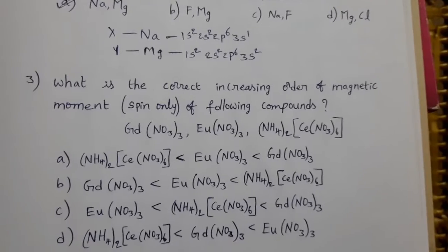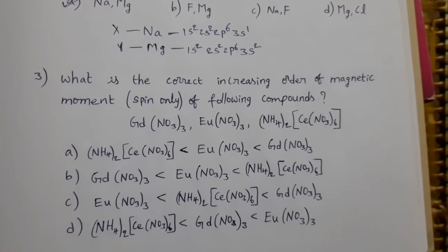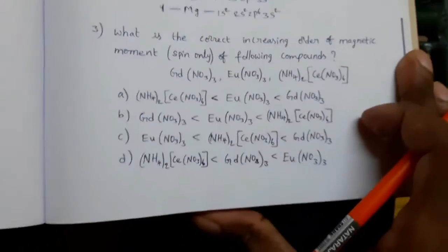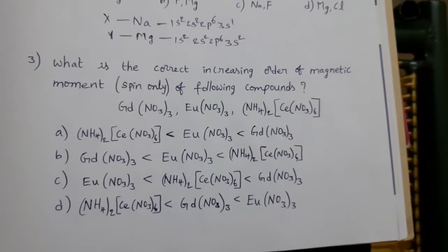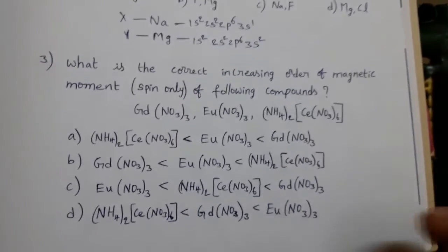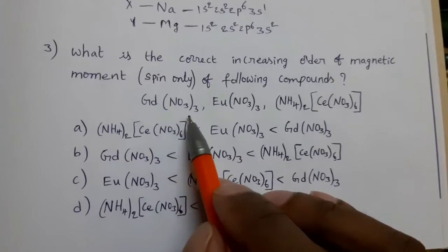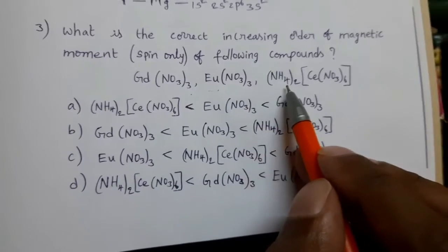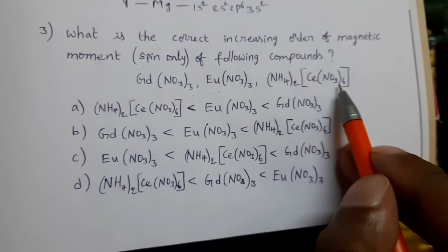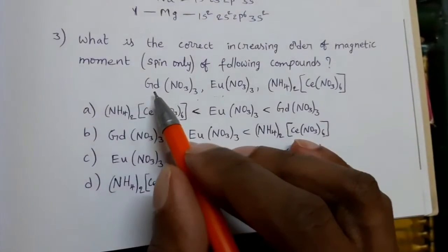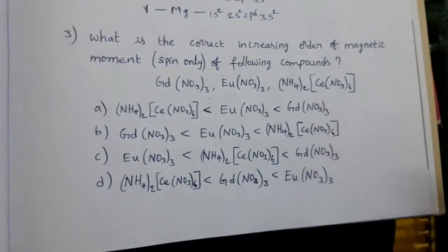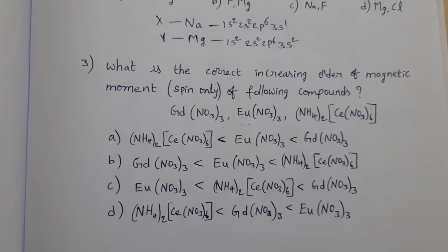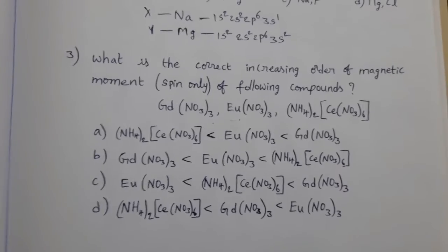Next, what is the correct increasing order of magnetic moment, spin only, of the following compounds? Three compounds are given. We should arrange them in increasing magnetic moment order. Say this: Gd(NO3)3, Eu(NO3)3, (NH4)2Ce(NO3)6. Gd means gadolinium, Eu europium, Ce cerium. Already we know that cerium is the starting element in lanthanides, cerium to lutetium.